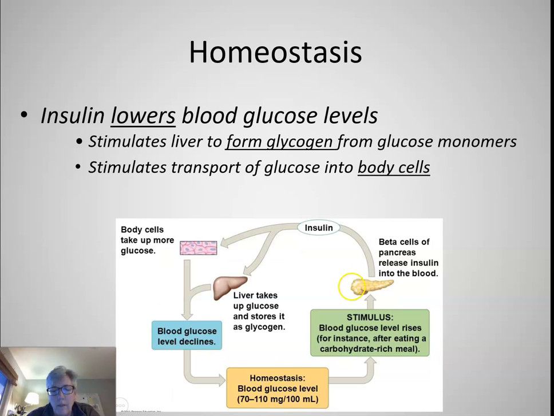Insulin, on the other hand, let's start here. Here's our stimulus. Let's say we just ate a big meal. Our blood glucose levels go up because we just ate. That is the stimulus that signals the beta cells in the pancreas to release insulin. Insulin goes along and tells the liver to take up glucose and start storing it. Because our cells have taken up more glucose, it starts to get stored, some of that extra glucose, as glycogen, and our blood glucose levels go down. So once again, our blood glucose levels get maintained.